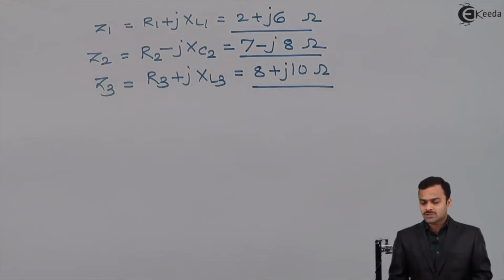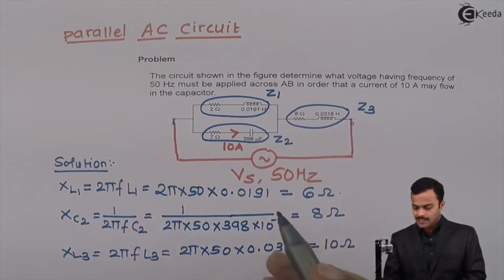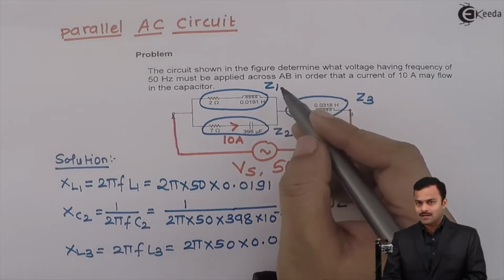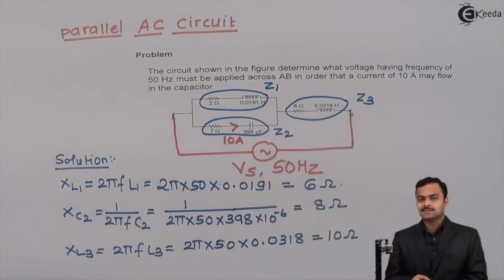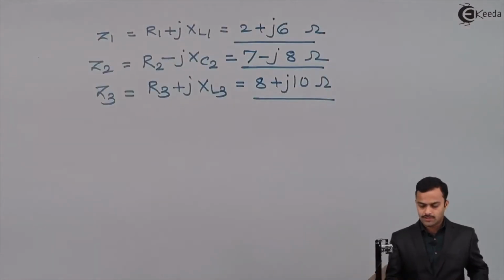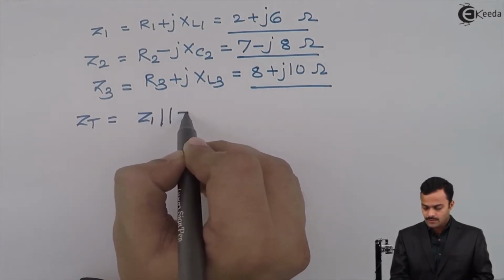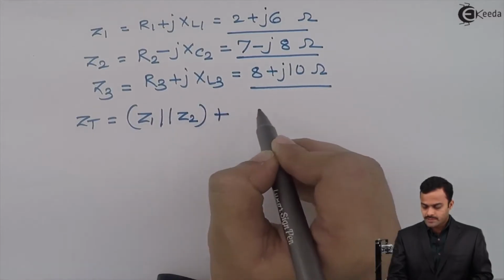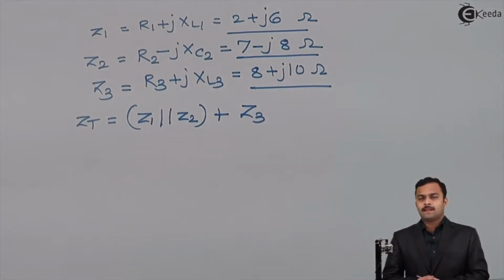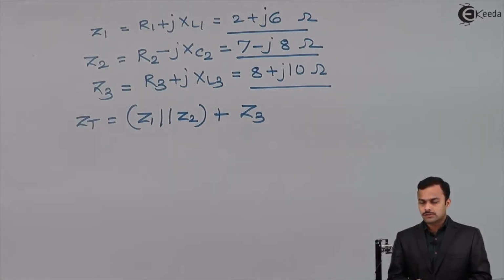Now our job is to get the voltage between points A and B. But before that, if you see carefully, Z1 and Z2 are in parallel, and to the parallel combination, Z3 is in series. Suppose I want to find the total impedance of the circuit. It will be Z1 parallel Z2, and this combination in series with Z3. The way we have calculated equivalent resistances, the same way we can calculate equivalent impedances also.